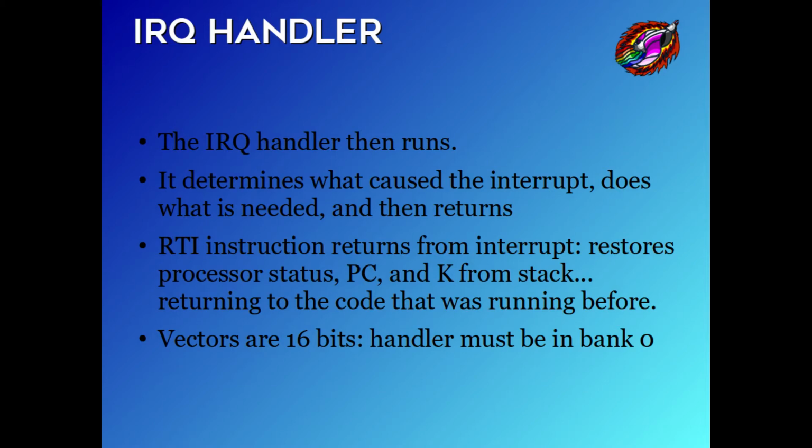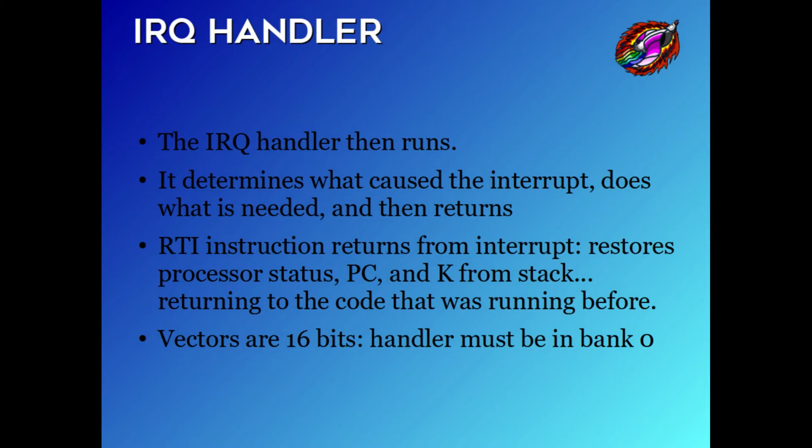RTI is similar to RTL or RTS, except that it also deals with the processor status. So it will restore the processor status, the program counter, and the program bank register from the stack. So that will pull back that state that was saved when the interrupt came in, and go back to the program that was originally running.